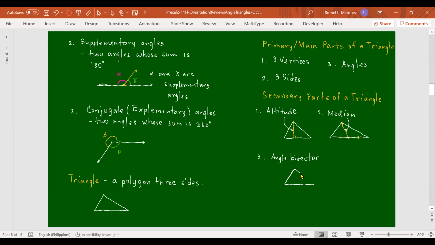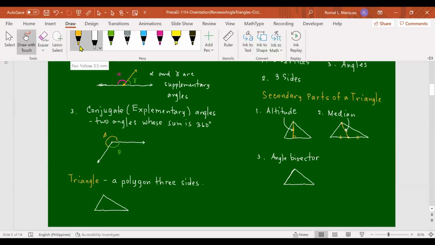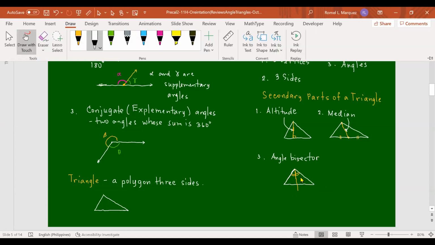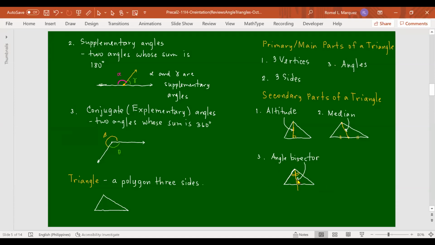So we have this angle bisector. Let's say this angle, I'm going to pass a line and we'll get to this angle. This angle is supposed to be congruent to this angle. Okay? So this is the angle bisector. That's the angle bisector.